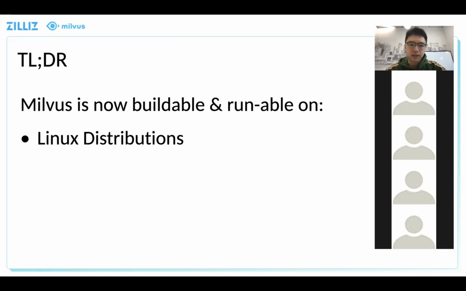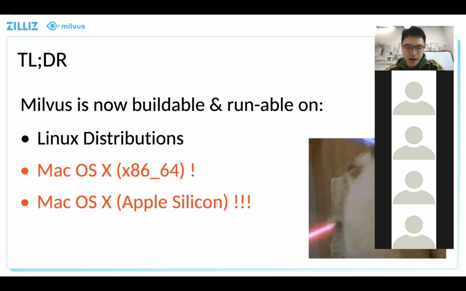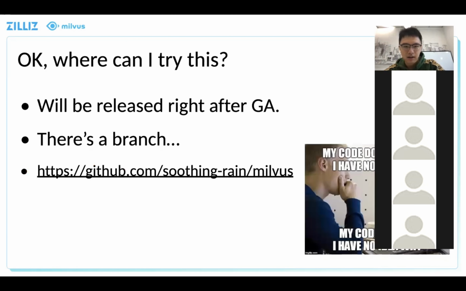So long story short, Milvus is now buildable and runnable on Linux distributions, macOS machines with Intel chips, and macOS machines with Apple Silicon chips, aka the Mac M1 machines. So that's good news, right? So when and where can I try this?